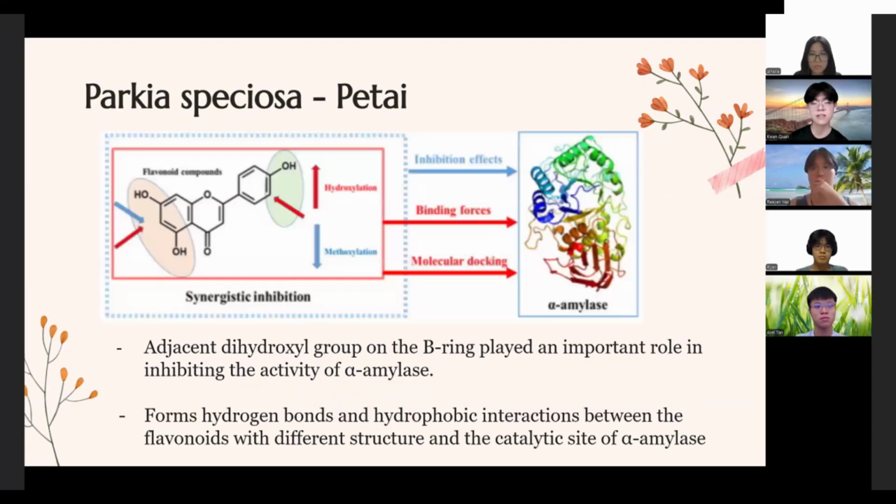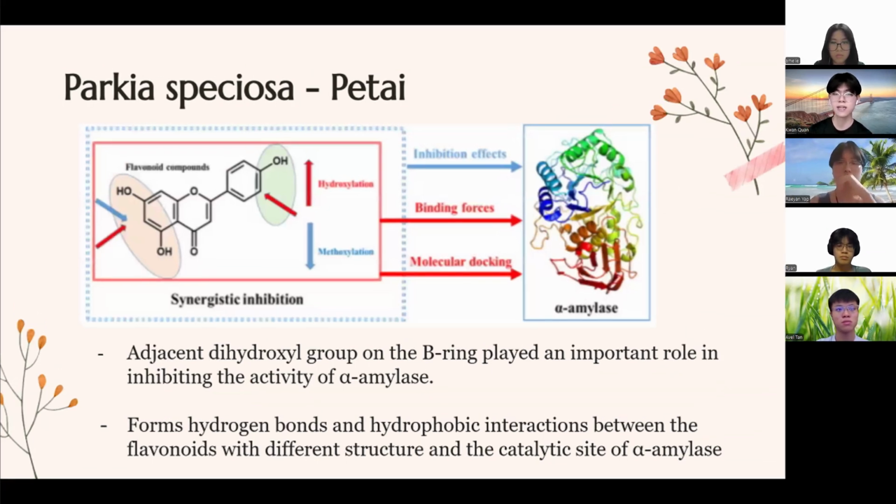Okay, next. This shows how the flavonoids inhibit the enzymes by looking at its structure. It has this hydroxyl group found on the beta ring right here, which forms a hydrogen bond with the catalytic site of the alpha-amylase. Thereby, the starch cannot bind to these enzymes. Therefore, the glucose cannot be formed.